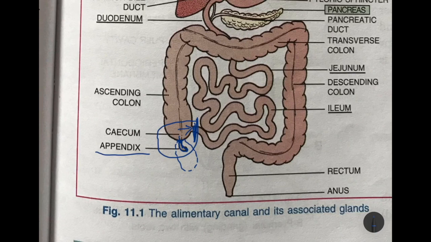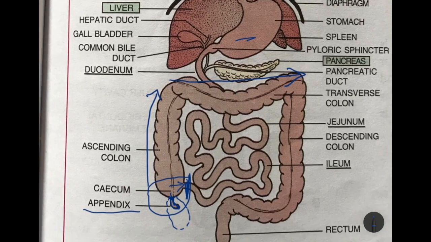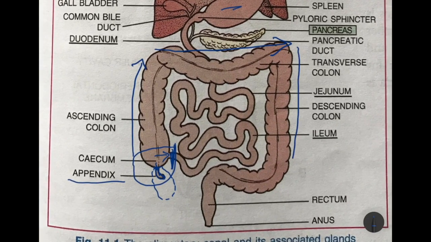It is functionless. Now next is the colon, which is broader than the ileum and is a little more than 1 meter long. It passes up as the ascending colon, you can see here. Okay, it is going up. Then it crosses to the left just below the stomach. You can see this is the stomach here. Just below the stomach it passes like that. Okay, so that is known as the transverse colon, and then after that it will descend down. That is known as the descending colon.